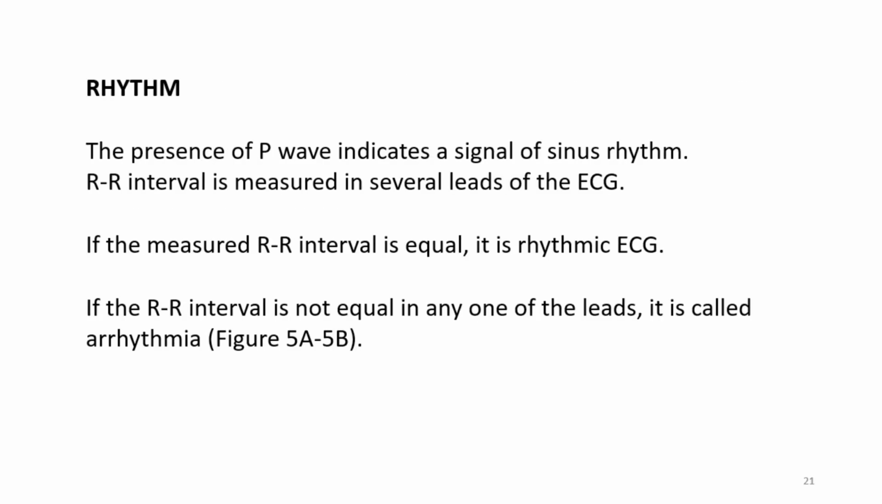Rhythm. The presence of P wave indicates a signal of sinus rhythm. RR interval is measured in several leads of the electrocardiogram. If the measured RR interval is equal, it is rhythmic electrocardiogram. If the RR interval is not equal in any of the leads, then it is called arrhythmia.